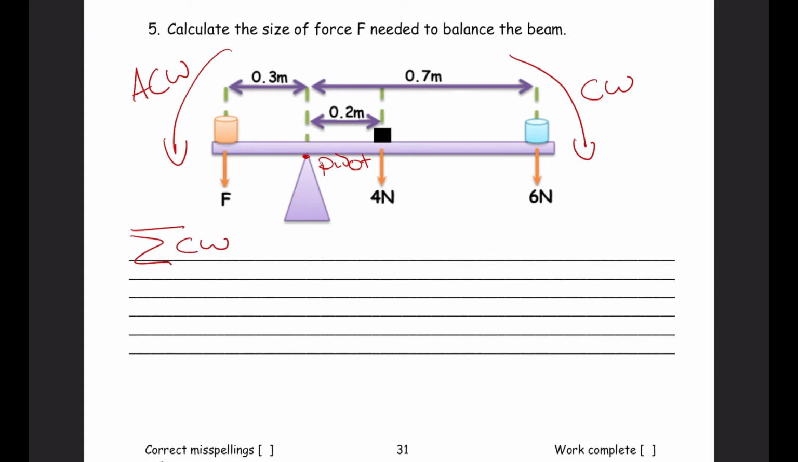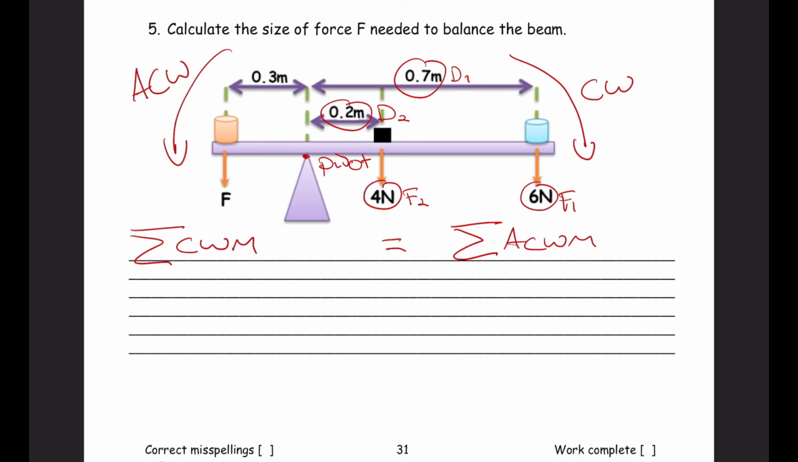Next, we'll write out the same equation as we wrote out before. The sum of clockwise moments equals the sum of anti-clockwise moments. Remember that letter sigma is sum of. Label up the diagram in the same way: F1, D1, F2, D2, and F3, D3.